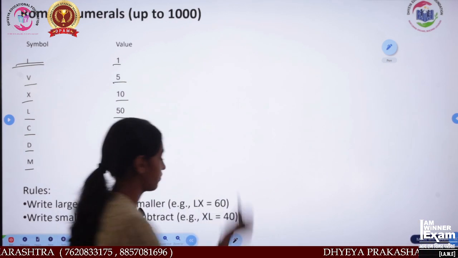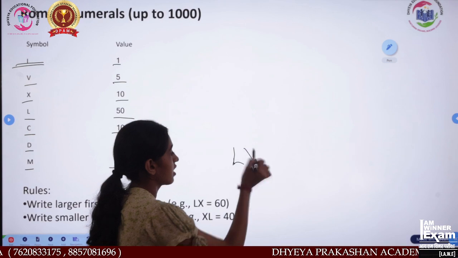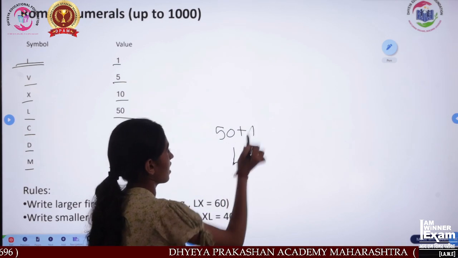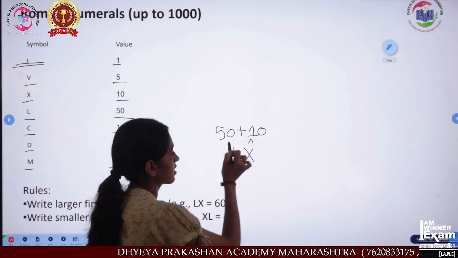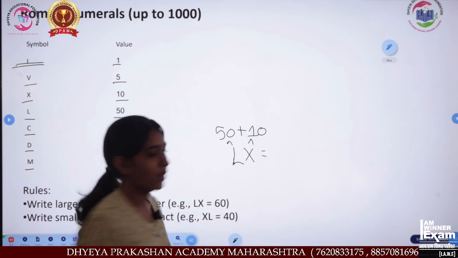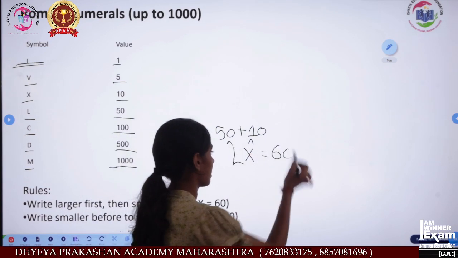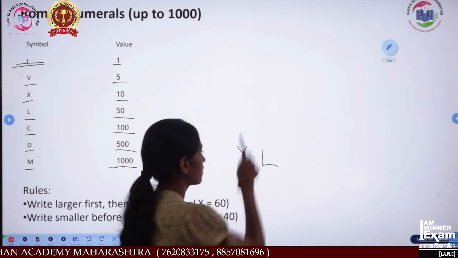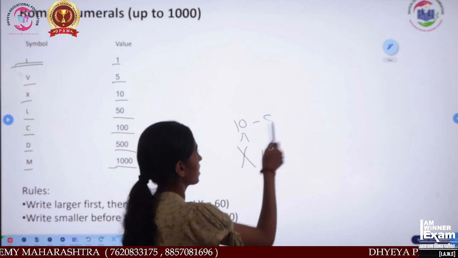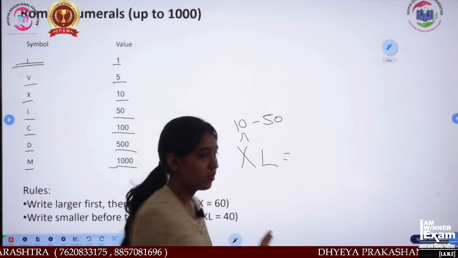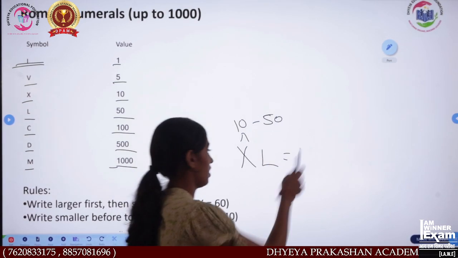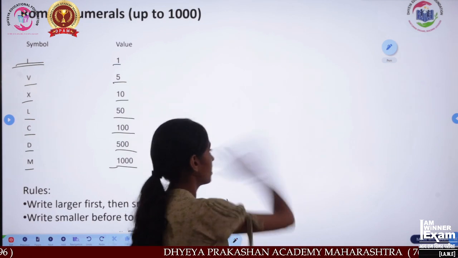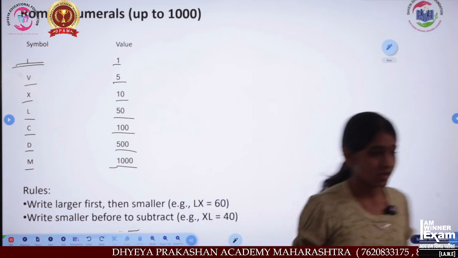If I write LX, what is L? 50. Then after that we write 10. X is 10. That means we perform addition, then we get 60. If I write XL, smaller number first, 10, and bigger number after, then we perform subtraction. Then we get 40. This is how we can derive numbers using the addition and subtraction rules.